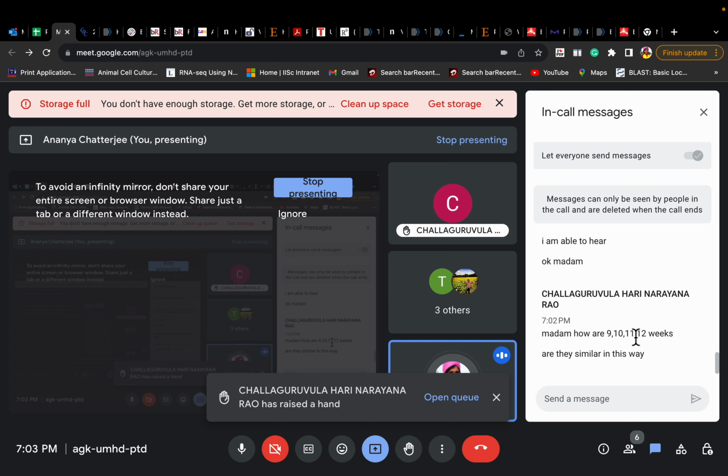Madam, will weeks 9, 10, 11, 12 be similar in this way? Like in which way, Harinarayana? Weeks 9, 10, 11 will be similar, like how you were getting these lecture notes. It will be like that only. You'll have those lectures, and then I'll clear your doubts and solve assignments, but not assignments whose deadline is over. Those I'll solve, but if you have any doubt on live assignments, you can tell me and I will clear your concepts. So weeks 9, 10, 11, 12 are all the same.